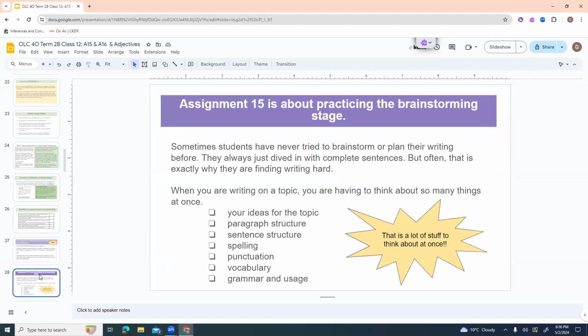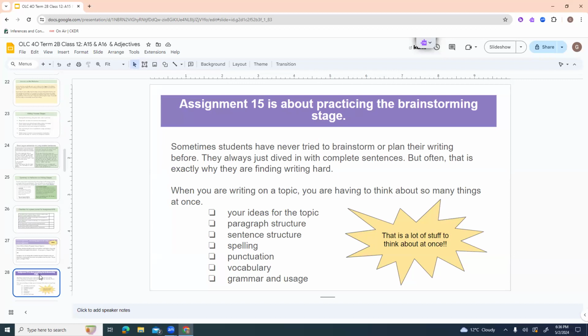Okay. So assignment 15 is really just about practicing our brainstorming stage. Sometimes students have never tried to brainstorm or plan their writing before. They've always just dived in with complete sentences. And I have to say, I know people might not be aware, but you can really tell when somebody hasn't spent any time thinking about their ideas before they start writing. So you do want to make sure you do this, okay? A lot of times, not brainstorming is what's making writing hard.